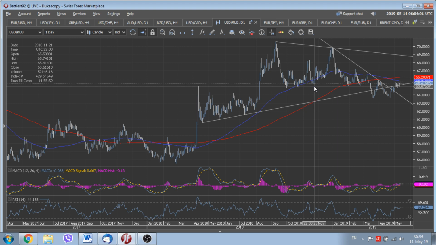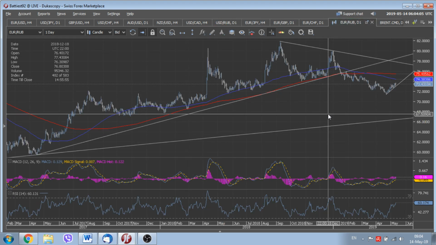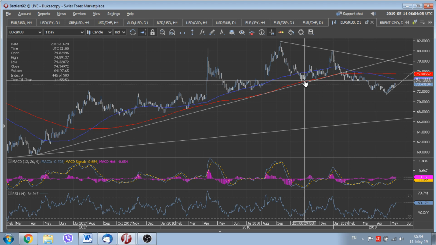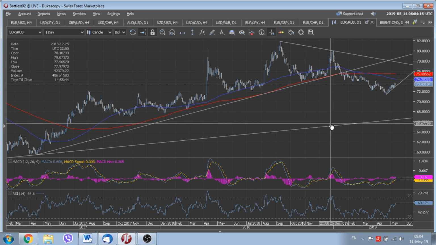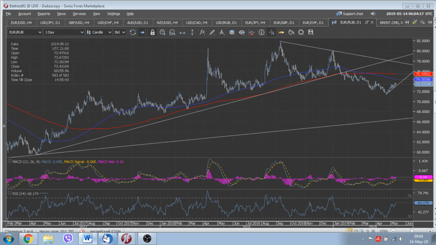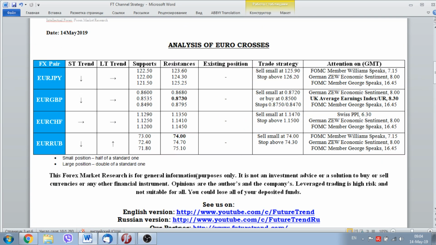Probably the same applies, by the way, for the euro ruble. You know that the level of 74 a lot of times was an important support zone, but now we are ready to retest that level. That's why, as you could see in our vision, we suggest to enter a short position at the level of 74 in the euro ruble.